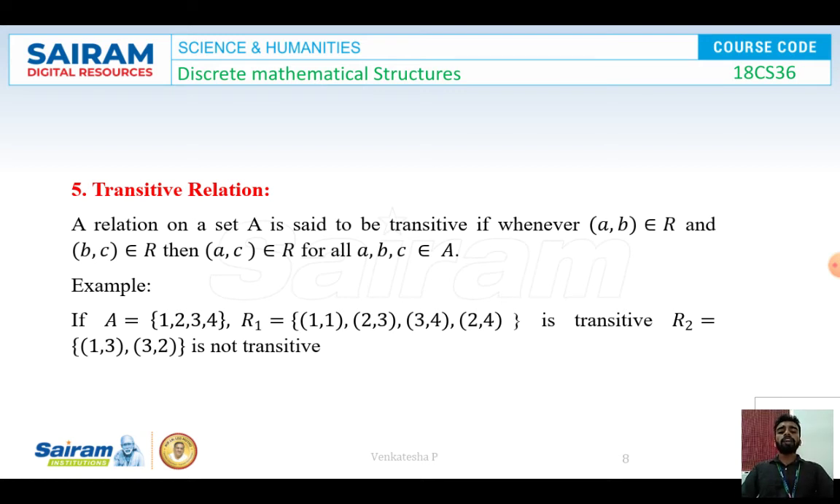In R1 we can note that (1,1) is there, and obviously it is transitive. Now we have (2,3) and (3,4), so we must have (2,4), and R1 contains (2,4) also. Therefore we can say that R1 is transitive. In the case of R2, we have (1,3) and (3,2), but here there is no entry which contains (2,3) or (3,1). So hence we can say that it is not transitive.